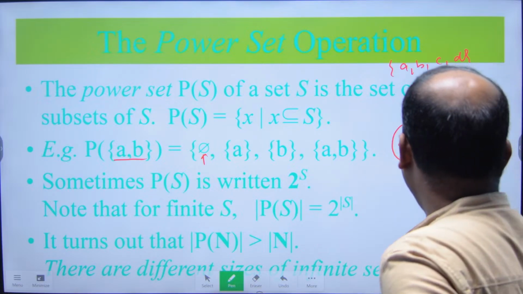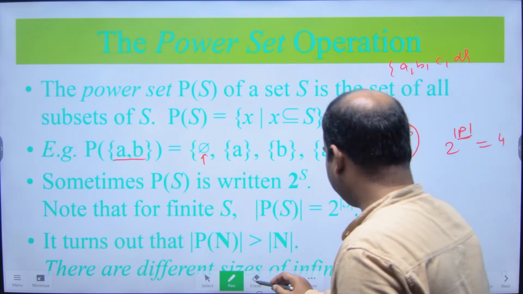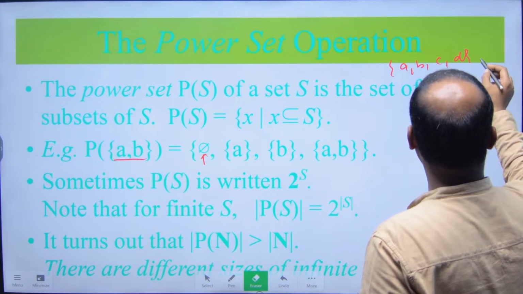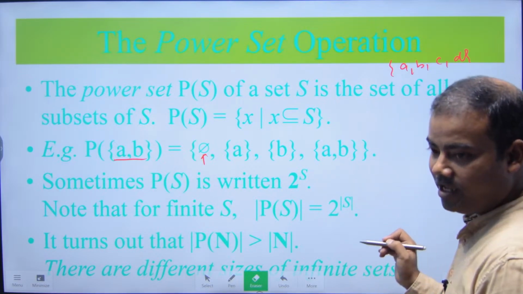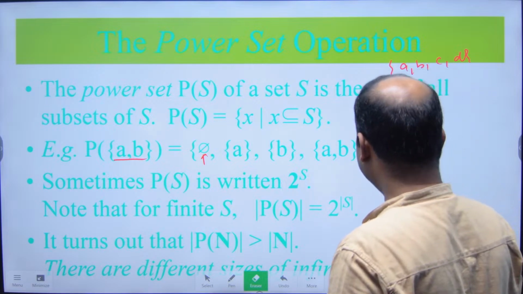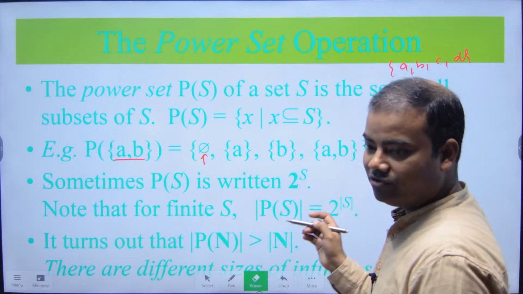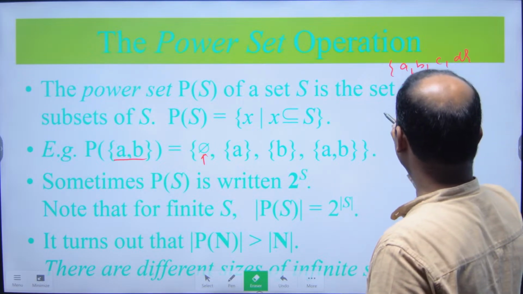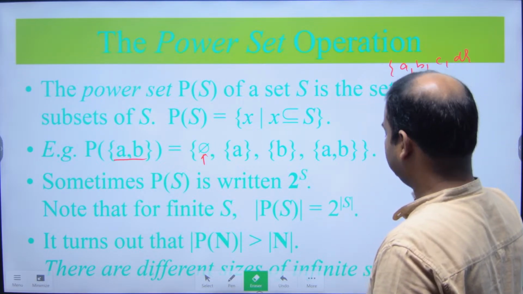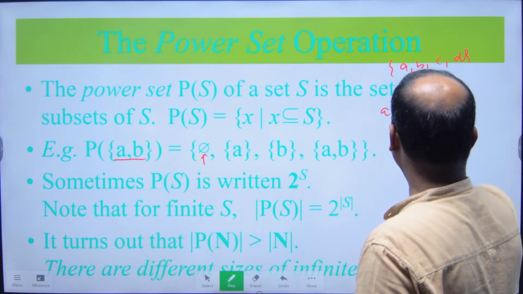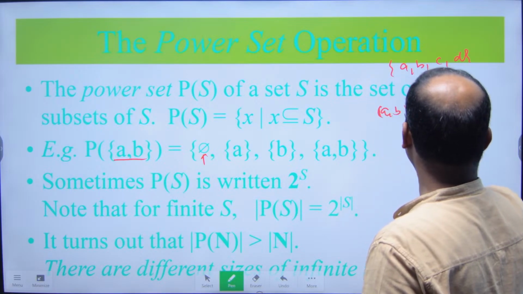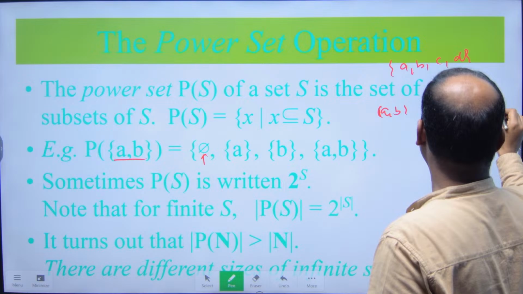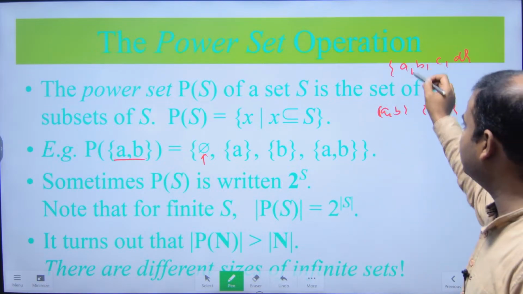Now, if there are 4 elements, how many subsets are possible of 2 elements? 2 elements means like A, B; B, C; B, D; like that. How many subsets are possible for this?